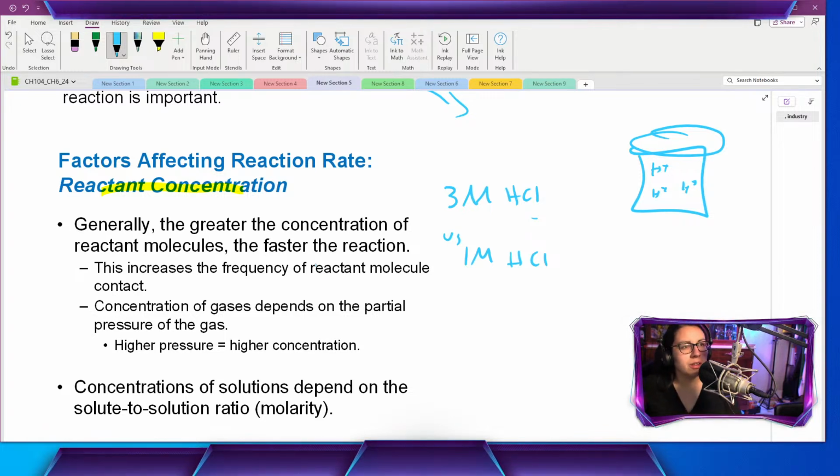And so I don't think we've quite gotten to the solution chapter yet. I think that's coming very soon, though, if I remember correctly. But we have what's called molarity, which I'll at least define. So molarity is just a ratio of moles to liters. And so that's just telling us how concentrated. And again, all we need to appreciate is, more concentrated reactants equals faster reaction.